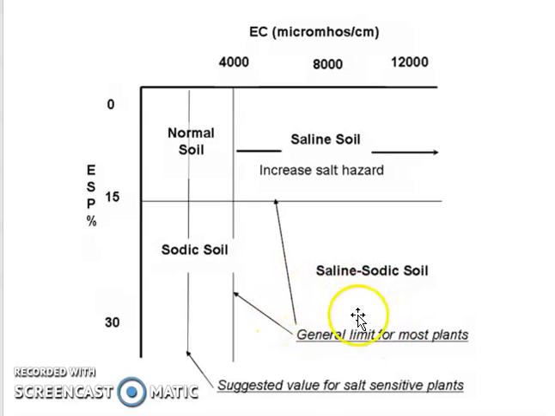Here is the general limit for most plants. Here is the suggested value for salt sensitive plants. Okay. Here increased salt hazards. Here increased sodic hazards. Sensitive plants can be planted here, and here you should plant salt tolerant crops.